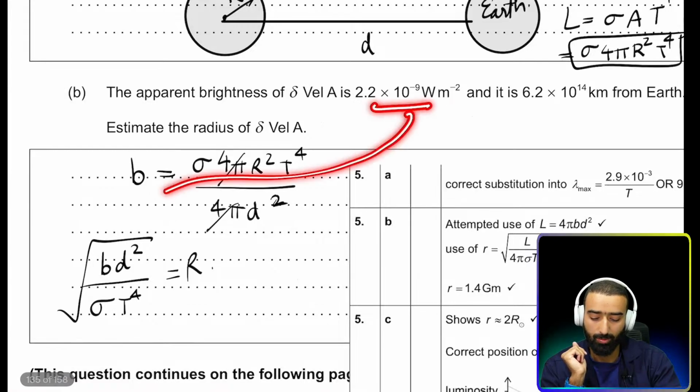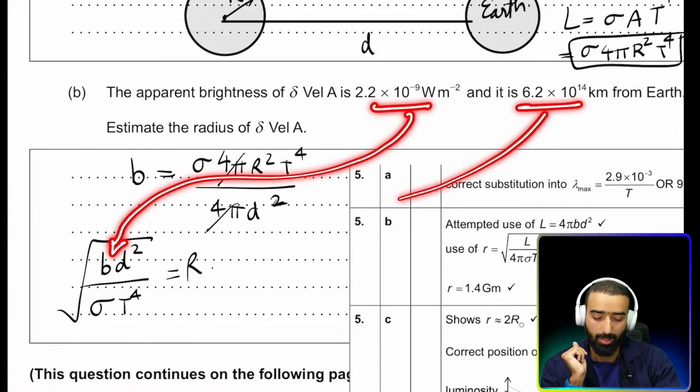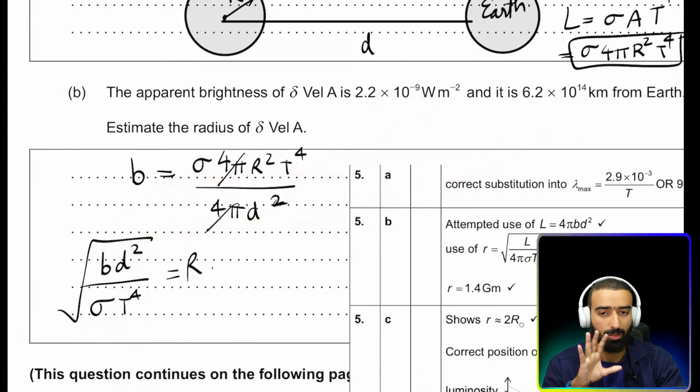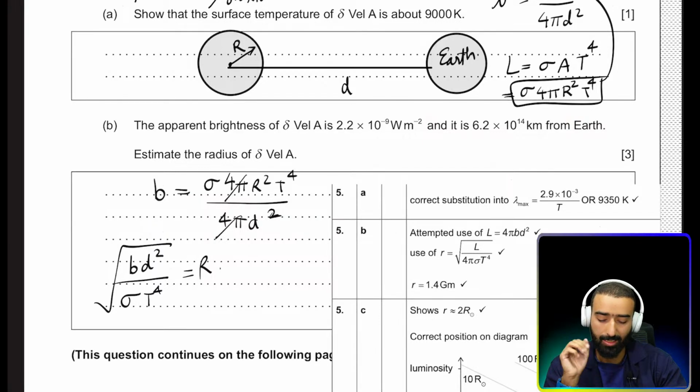All the values are given to us. We know B, can plug it here. We know d, can plug it here. This is a constant. T we already found out. So we just need to plug and chug. All right, no need to waste time on that. That's how we do this.